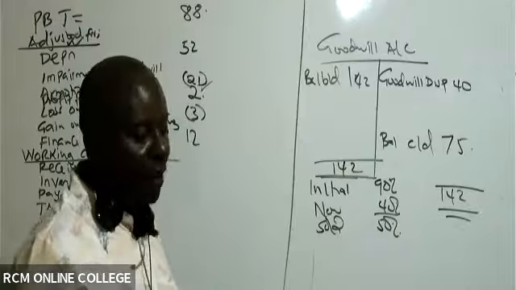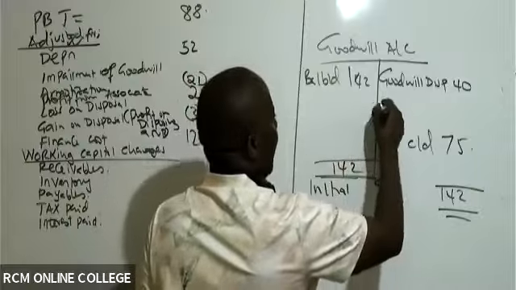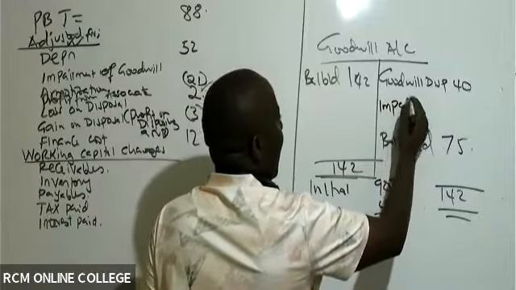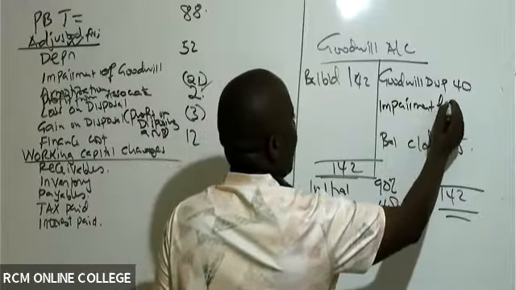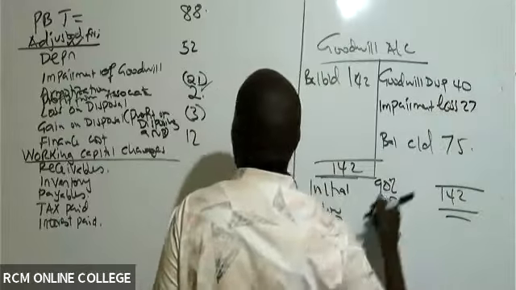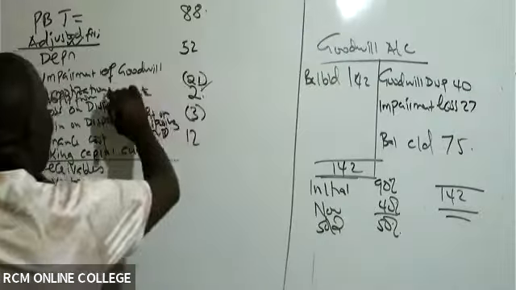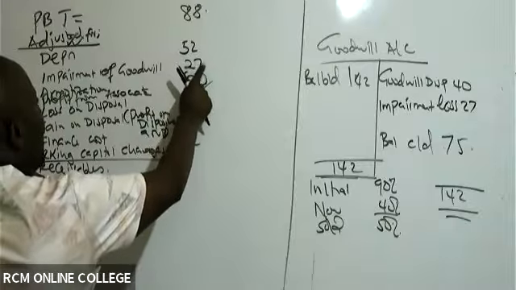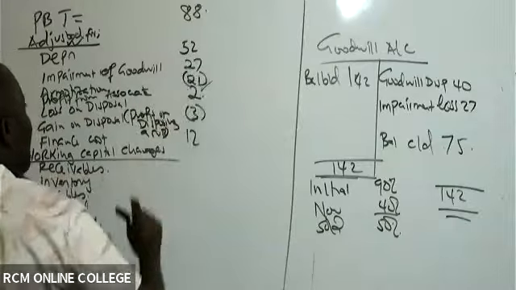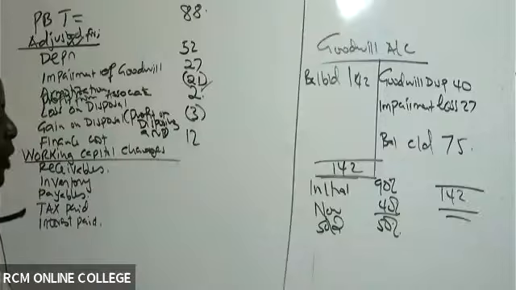They're saying it's 27. So in this case, impairment loss, impairment of goodwill, is 27. Shall it be positive or negative in our statements?